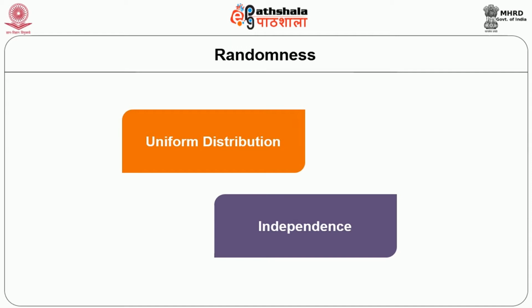The second property for randomness is uniform distribution. Uniform distribution says that if we think of generating a random number in the range of 1 to 1024, and my algorithm is always generating a number in the range of 1 to 512, then it is not a right algorithm, because it is always generating a number within a restricted range. But the property says it should be uniformly distributed, so it should cover the whole range.